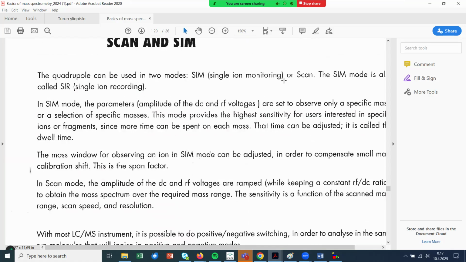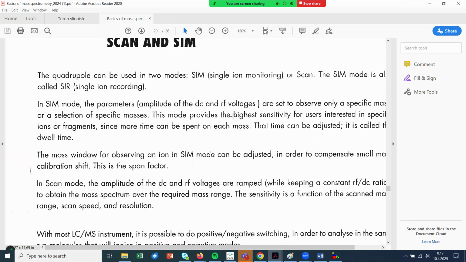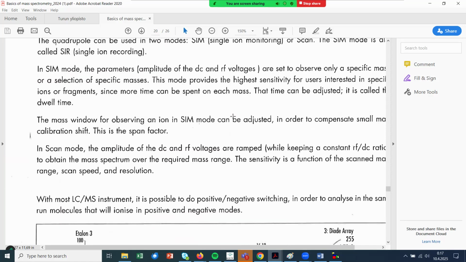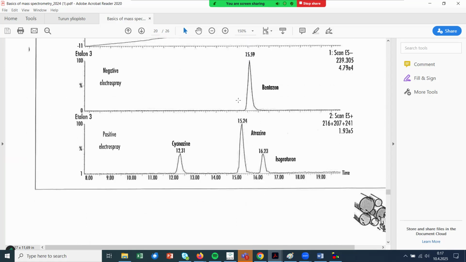Here you can read more about the scan and SIM, which is what I already explained quite in the beginning. And quadrupoles are very sensitive when we are doing this SIM or single ion monitoring. We are just monitoring selected ions. But when we are scanning the whole range, then we lose a lot of the sensitivity, and then our quadrupole is not that sensitive a technique anymore, actually.